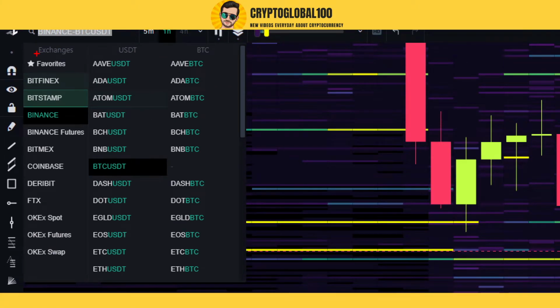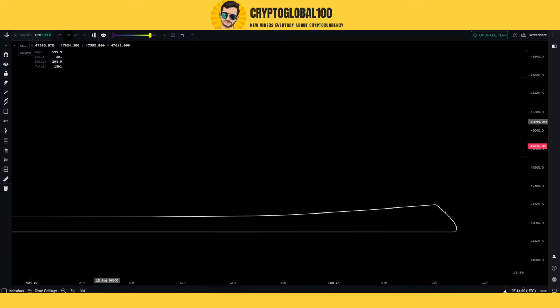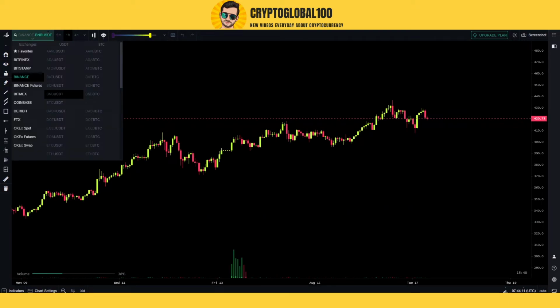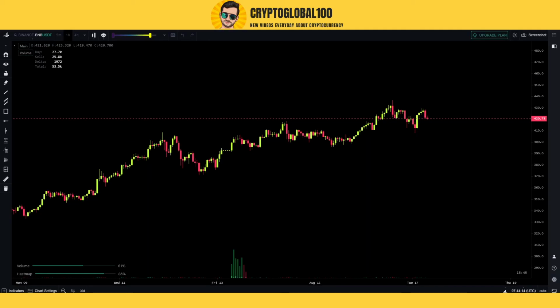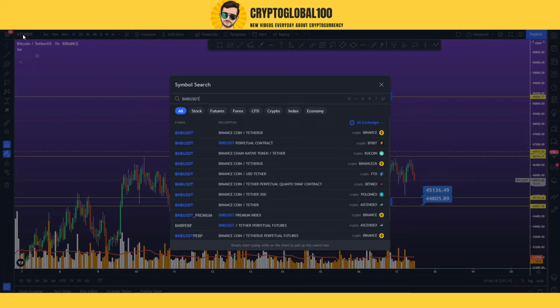Here on the left side you're going to see the exchanges: Bitfinex, Bitstamp, Binance, and all other top tier exchanges, and you can see their pairs. For example, if I go to BNB, this is the BNB chart, and what else do we have? ETC. Okay, if I go to tradingview.com again, let's take a look at the BNB chart.